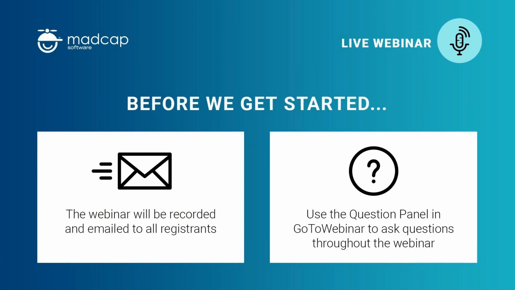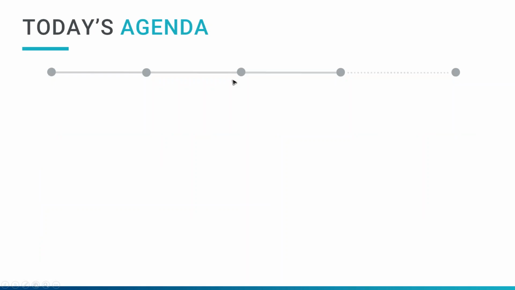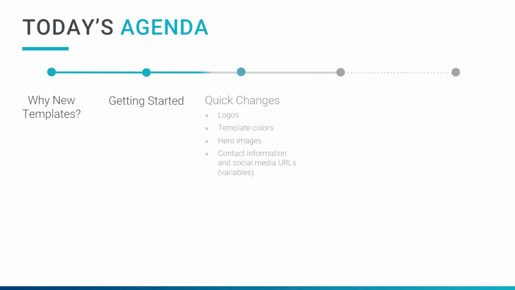But let's go ahead and jump into the agenda that we're going to be going through today. The first thing is why we created the new templates. The second thing that we're going to take a look at is getting started. Some of the basic things that you're going to be doing, like downloading the template, getting it on your computer, and opening it within Flare. Also, some quick changes that you're going to want to make, things like changing up the logo, colors, and a few other things. Also, using these templates in an already existing Flare project.